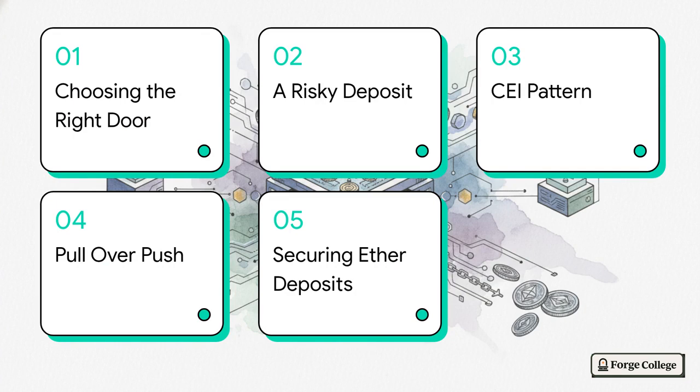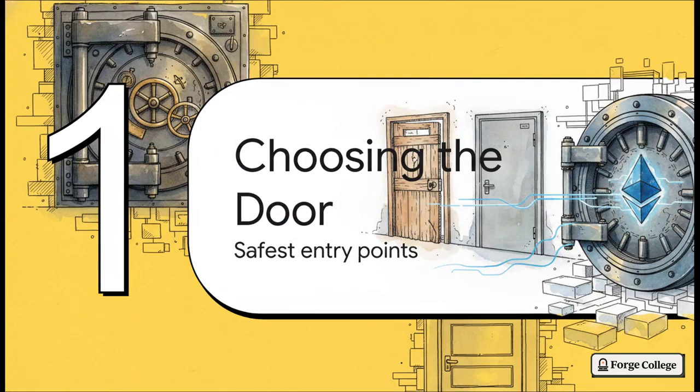1. Choosing the right door. 2. Anatomy of a risky deposit. 3. Checks, effects, interactions. 4. The pull over push pattern. And 5. Securing your Ether deposits. Let's get to it. Section 1.